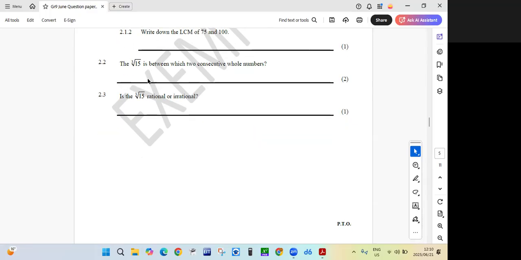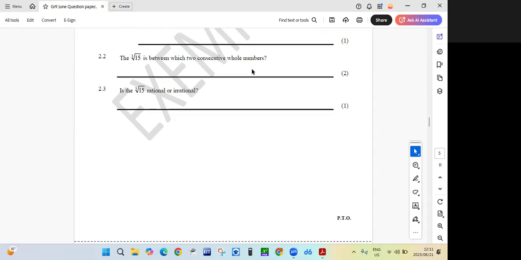When you get to 2.2, the cube root of 15 is between two consecutive whole numbers. Don't be too serious about it. Press it on the calculator and just see which whole number is on the left and which whole number is on the right. In grade 10, we do a more formal way of finding that value.